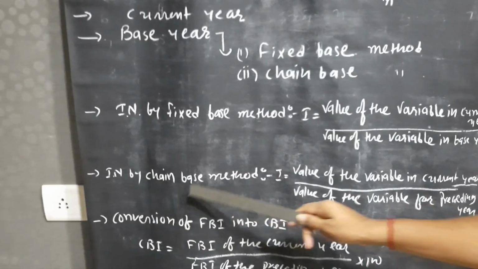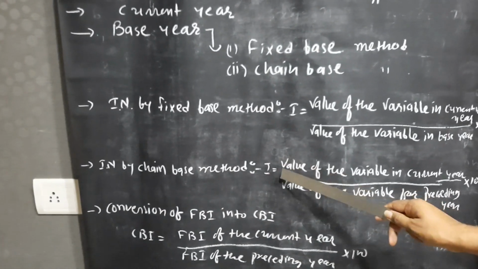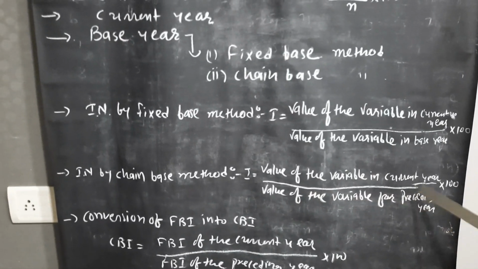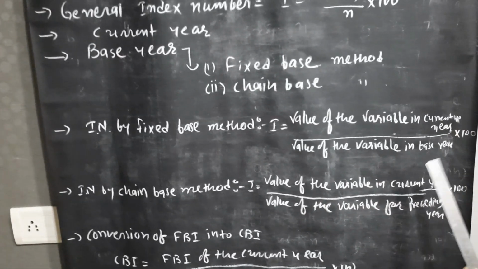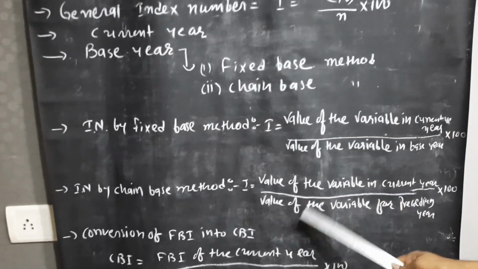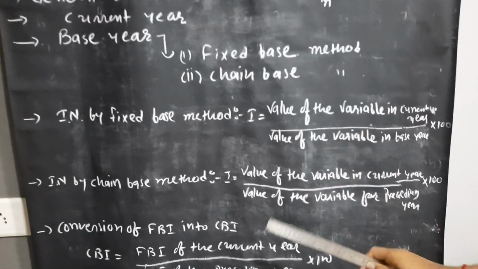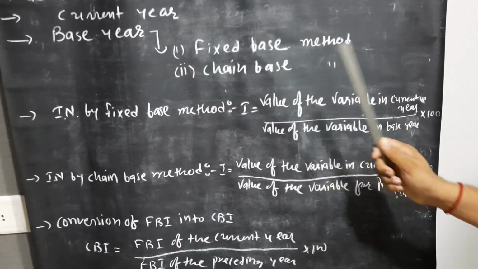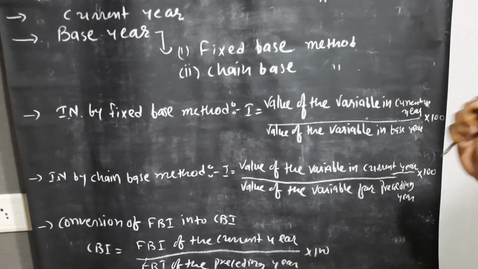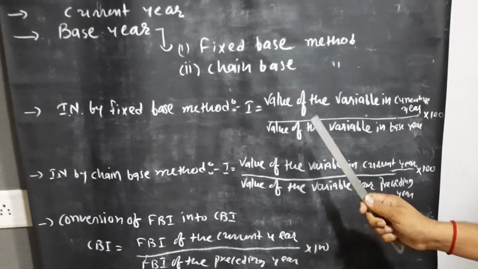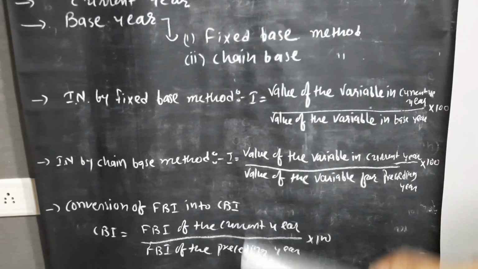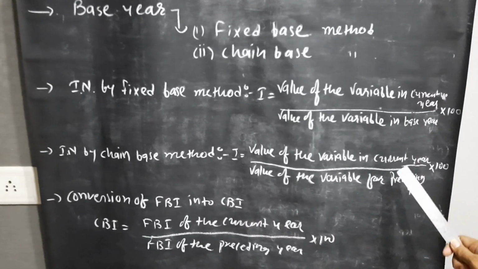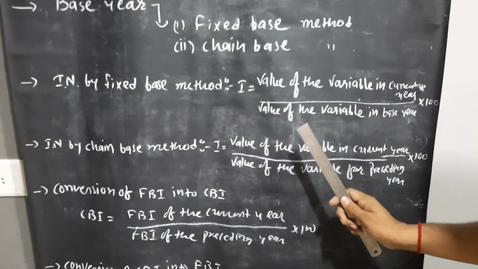Now, index number by chain base method: I is equal to value of the variable in the current year upon value of the variable for the preceding year into 100. Every current year's preceding year will become the base year. That's the difference between the fixed base method and the chain base method. In the fixed base method, the base year remains fixed; one particular year remains the base year for all the years. But in the chain base method, every year's preceding year becomes the base year. I hope you all have understood.